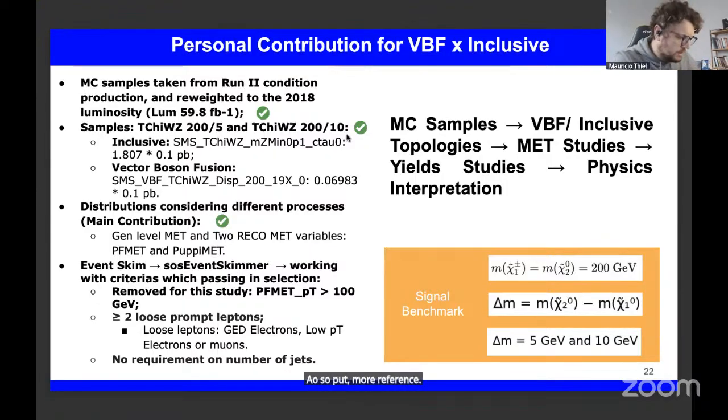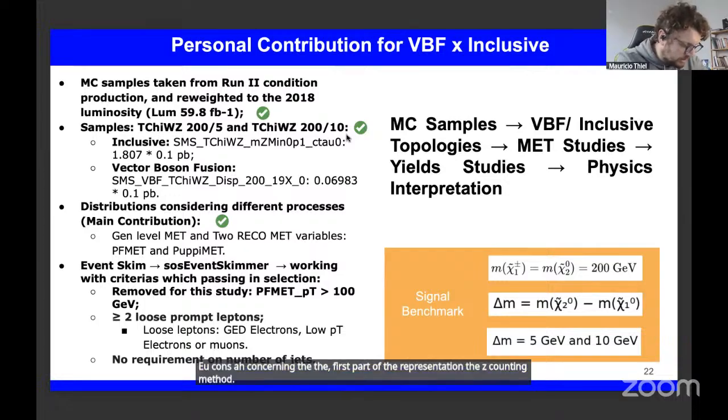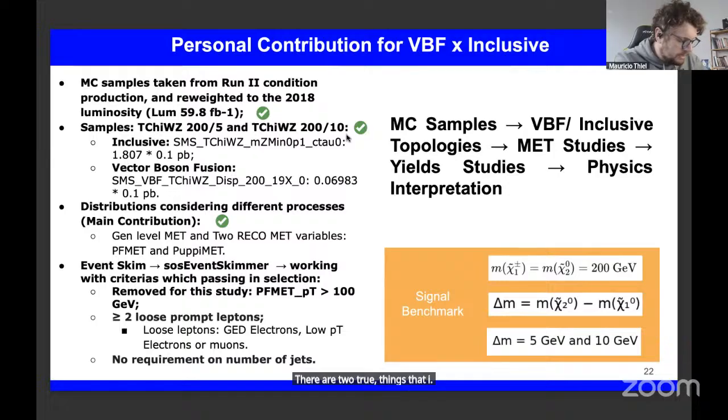For the work in general, I think Marcilva asked many important things. So there are just a couple of points that I would like to ask you. Concerning the first part of your presentation, the Z counting method, there are two things that I'd like to ask. The first is about the cross section that you are using for this method.